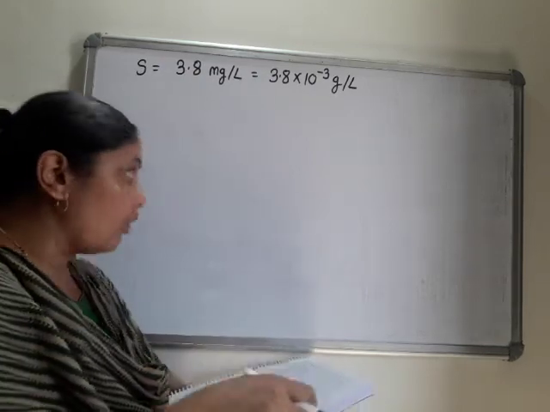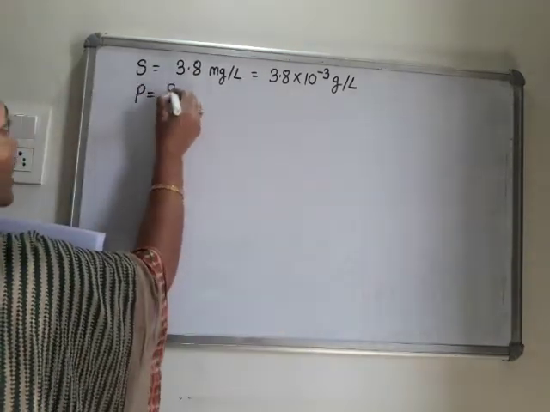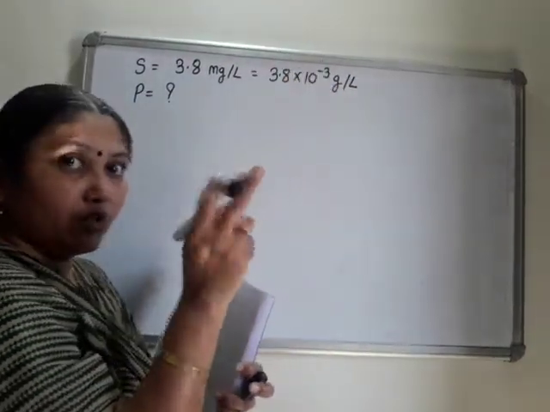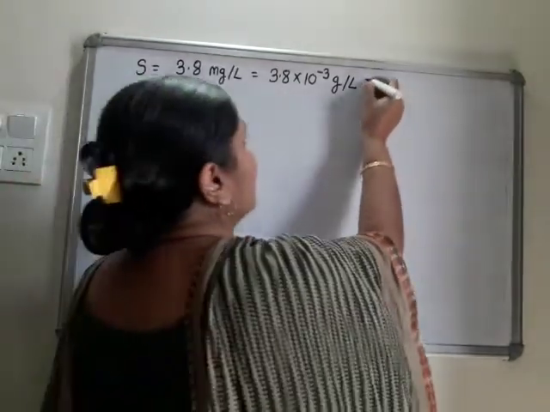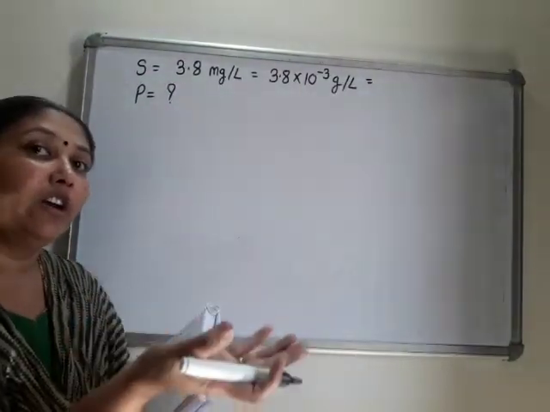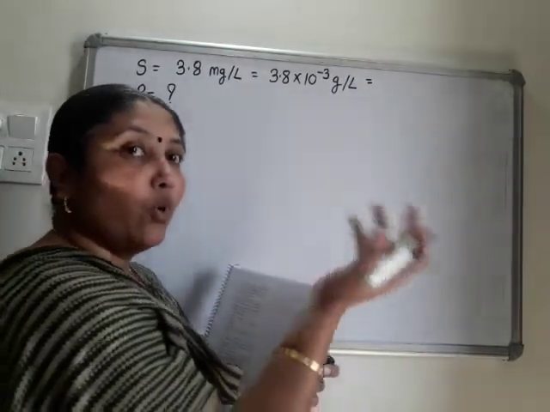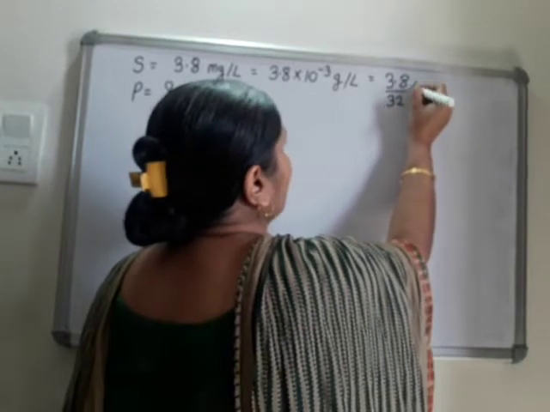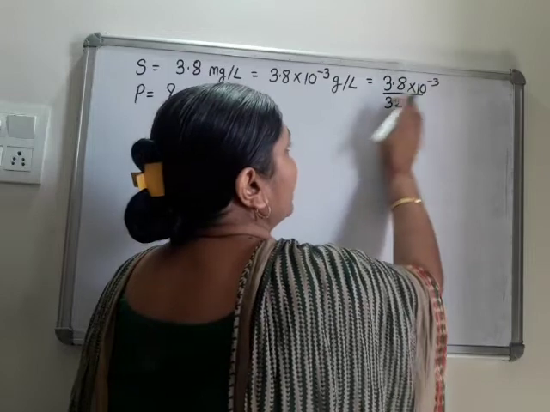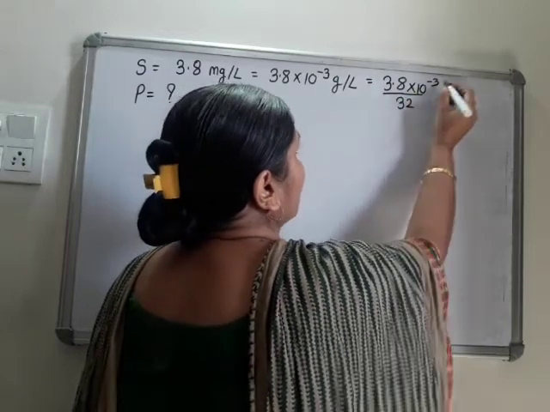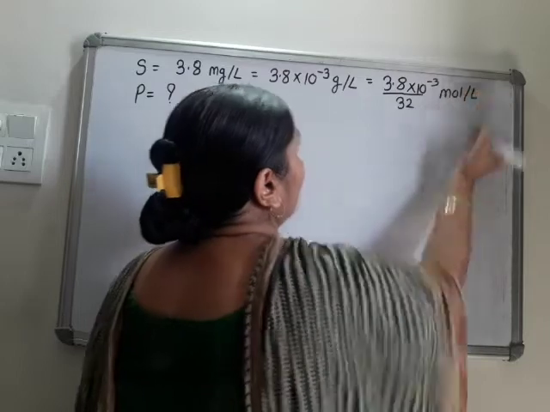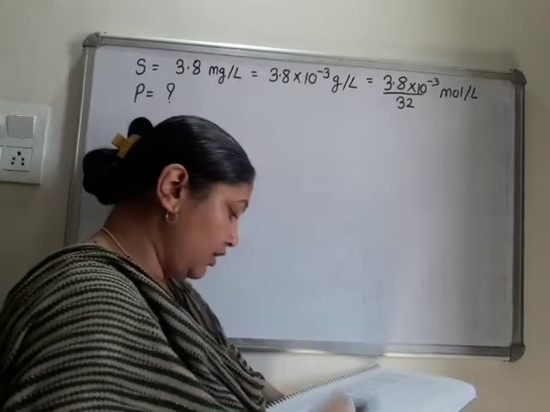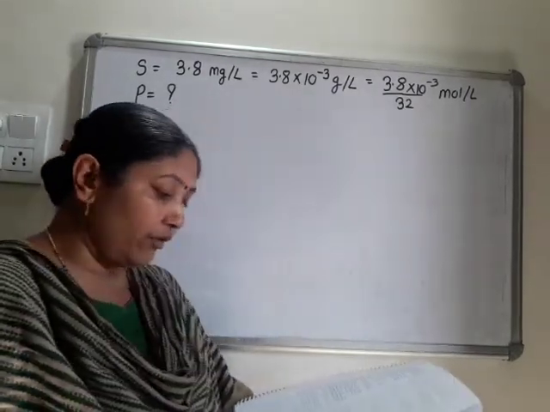What partial pressure of O2? This is not given in mole per liter. Remember, this is given in gram per liter. So we have to convert this into mole per liter. So what is its value in mole per liter? Divided by molar mass of oxygen. O2 has molar mass 32. So this is 3.8 into 10 raised to minus 3 upon 32, mole per liter. This is solubility of oxygen. This much oxygen is required, minimum requirement of fish.